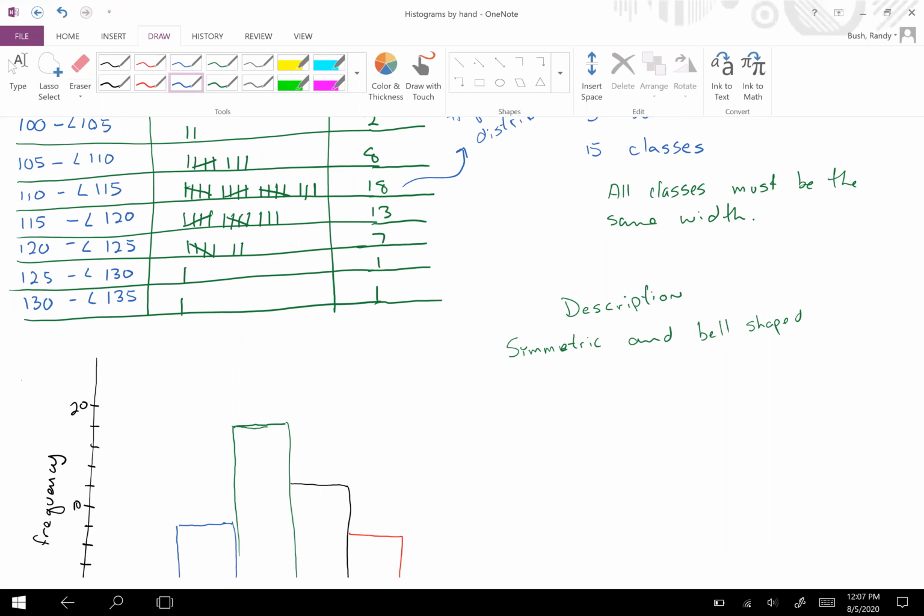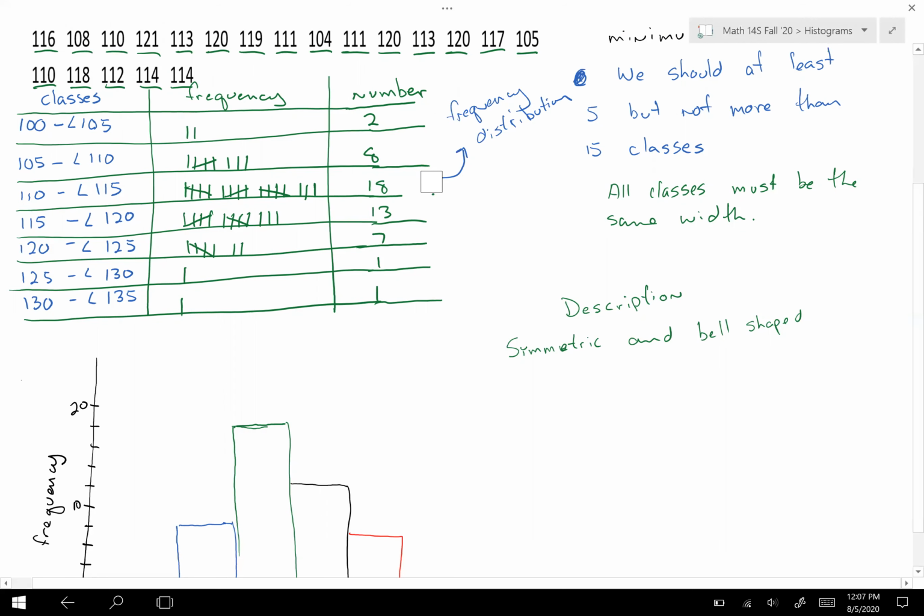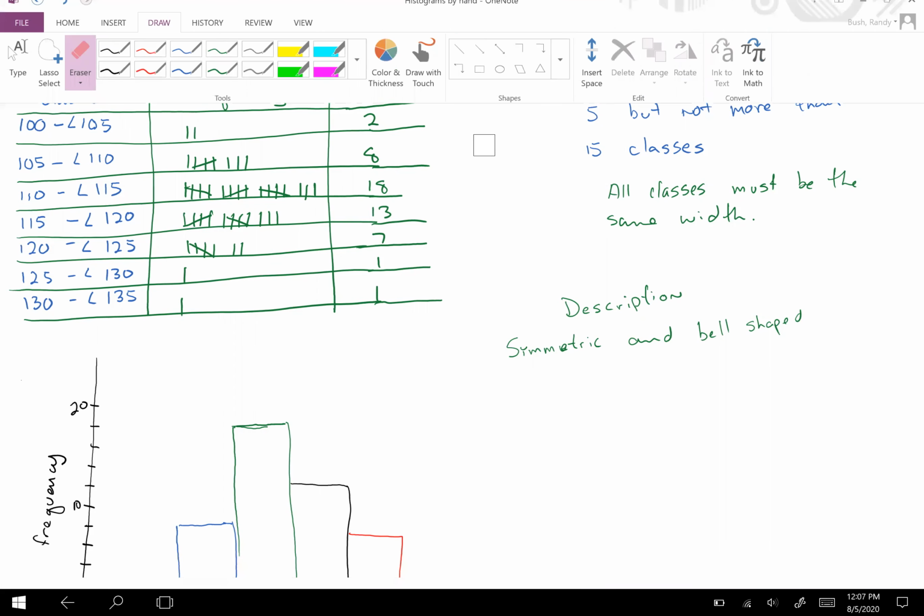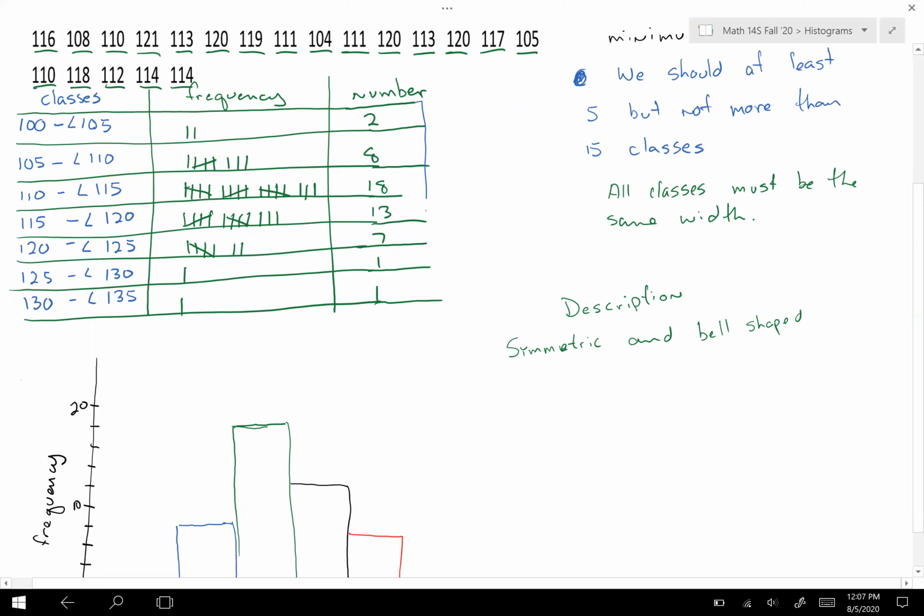All right, so we're going to add a little bit more to our frequency distribution, and I'm going to make a relative frequency. Relative frequency really just means that you look at the total number of what you have, and you create fractions or decimals. So first off, we need the total down here at the bottom. The total from this column: we have 2, 8, which is 10, 18 is 28, that's 41, that's 48, 49, 50. Okay.